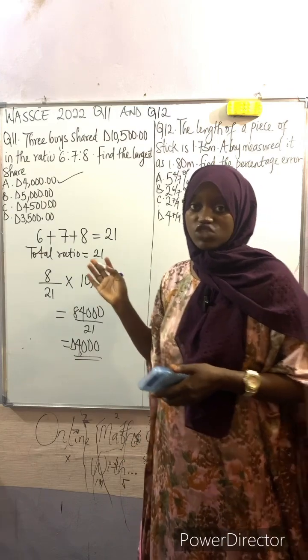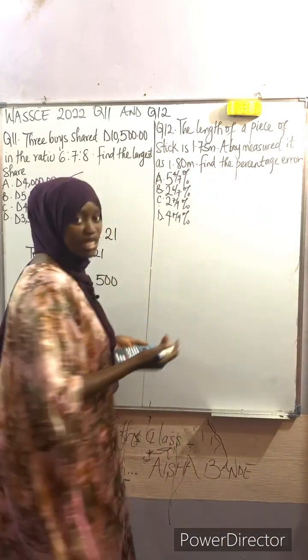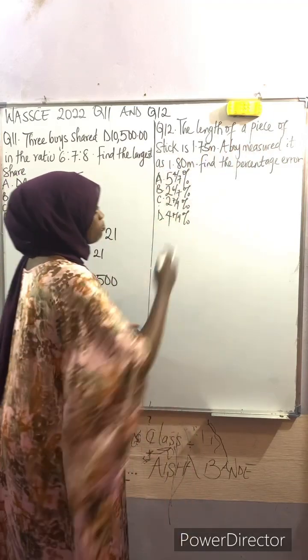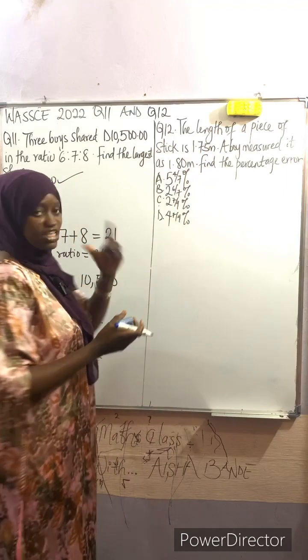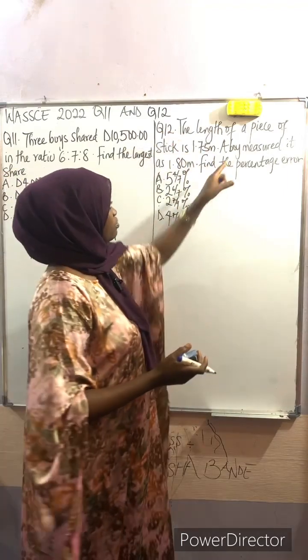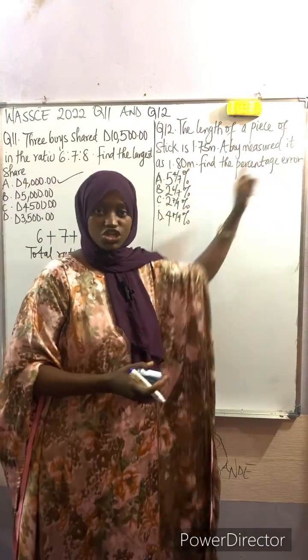So let's move on to the next question, which is question 12. The question says, the length of a piece of stick is 1.75 meter. That's the length of the stick is 1.75 meter. It is said that a boy measured it as 1.80. So we have to find the percentage error.